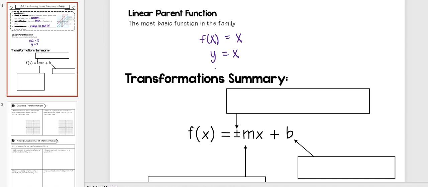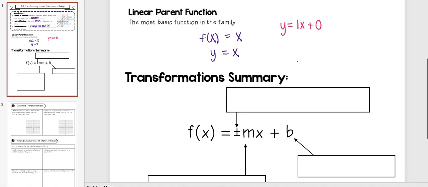And so if you're thinking about that in slope-intercept form like we learned before, that means that my parent function is basically when my slope is just 1 because I don't have any number in front of x. And since I don't have anything added to this, that means that my y-intercept is 0. So my most basic function for linear functions is going to be y equals x, when my slope is just 1 and my y-intercept is at 0.